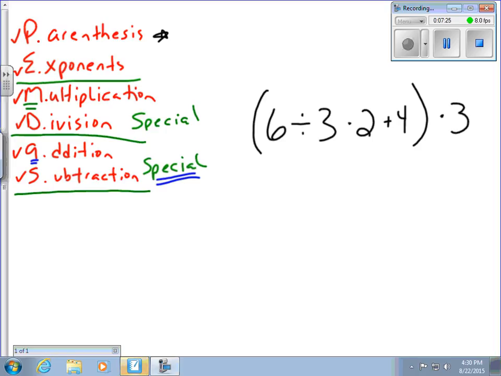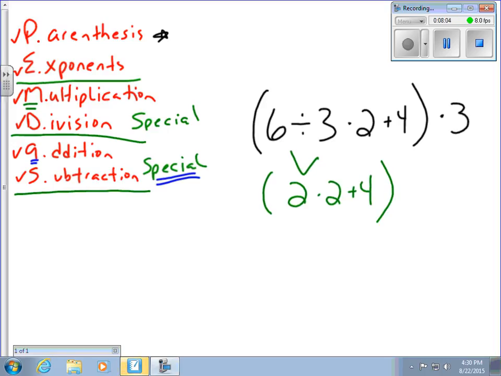Okay. Now here we have a little bit of a different problem. We have parentheses, 6 divided by 3 times 2 plus 4. So we have a lot of operations in those parentheses. And then outside of the parentheses, we have times 3. So I want to do parentheses first because that always comes first. And then inside the parentheses, I want to follow order of operations. So there's no parentheses, there's no exponents. I want to do multiplication or division, whichever comes first. So in this case, I want to do division because it comes first. So 6 divided by 3 is 2, times 2 plus 4.